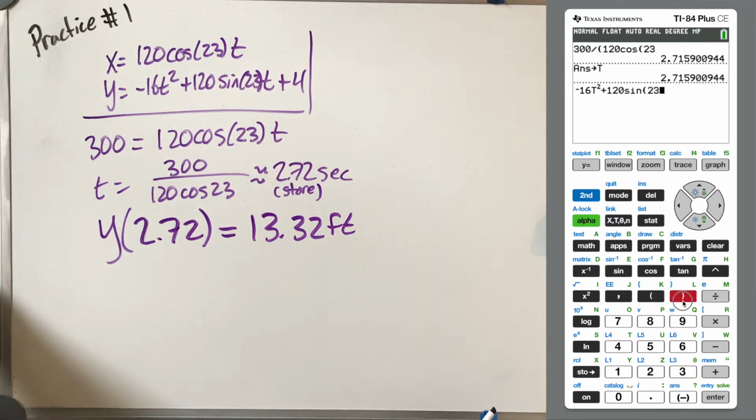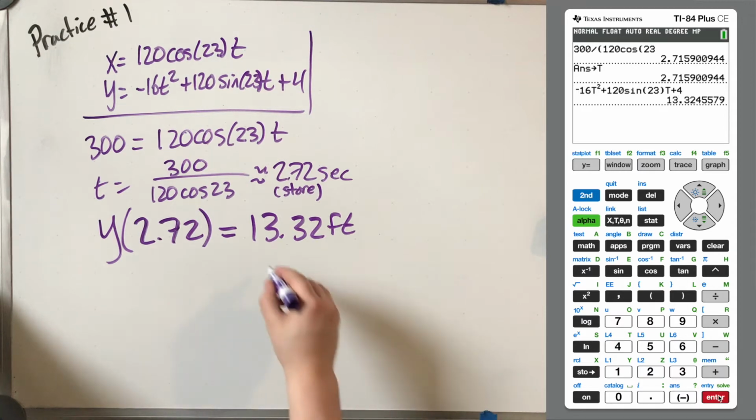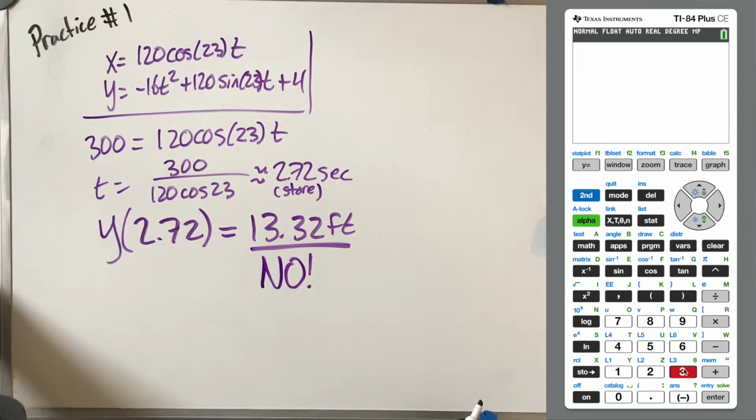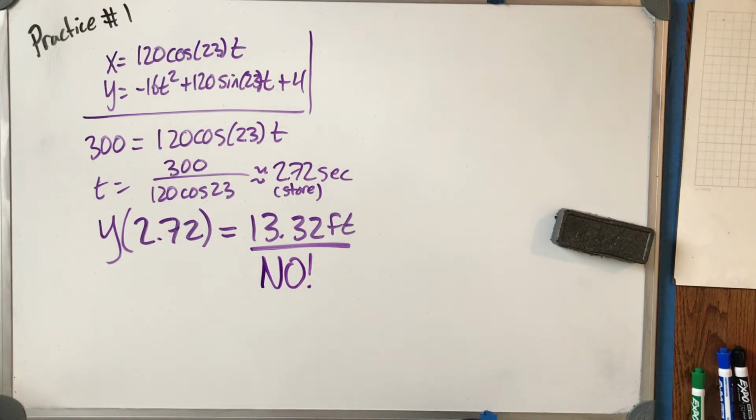Now, it asks us whether it clears a fence that is 15 feet tall. So the answer is no. It will not clear because 13 feet is under 15, so it's going to hit the wall. Too bad, no home run.